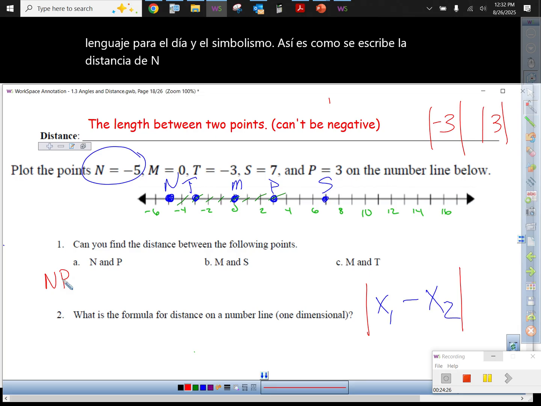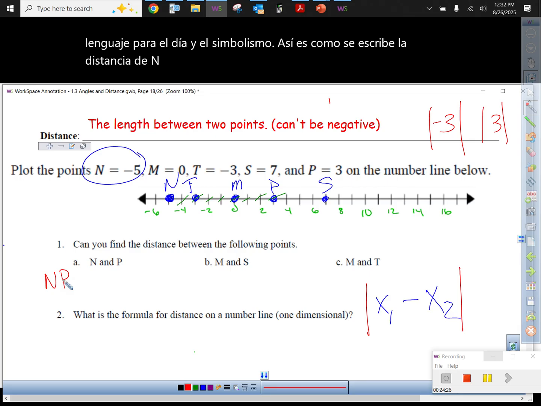It's weird because a lot of kids think, I thought two capital letters next to each other meant you're supposed to multiply them together. That's if they're lowercase letters in algebra. These are capital letters. So we're going to say it together. I'll say it, you say it. This right here says the distance from N to P. What does this say? Thank you for saying that.